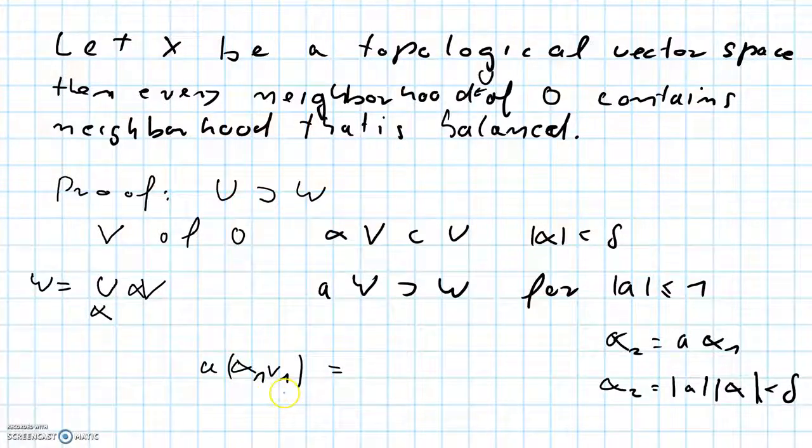and this proves that this element A times alpha1 v1 is in W, because W was defined as the union over all these sets alpha times V, where the union was taken over the alphas. So this proves that indeed W is balanced, and this concludes the proof of this lemma.